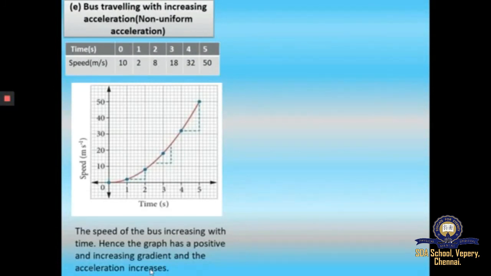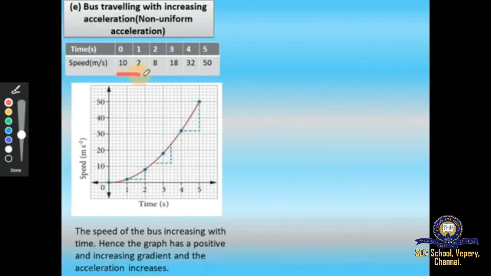Next is a bus traveling with increasing acceleration, non-uniform acceleration. The time is given from 0 to 5 seconds, and the speed is also given, and the graph is plotted by taking time along the x-axis and speed along the y-axis. So, the speed of the bus increases with time. Hence, the graph has a positive and increasing gradient, and the acceleration increases. As you can see here, the speed increases with time. So, the acceleration also increases.